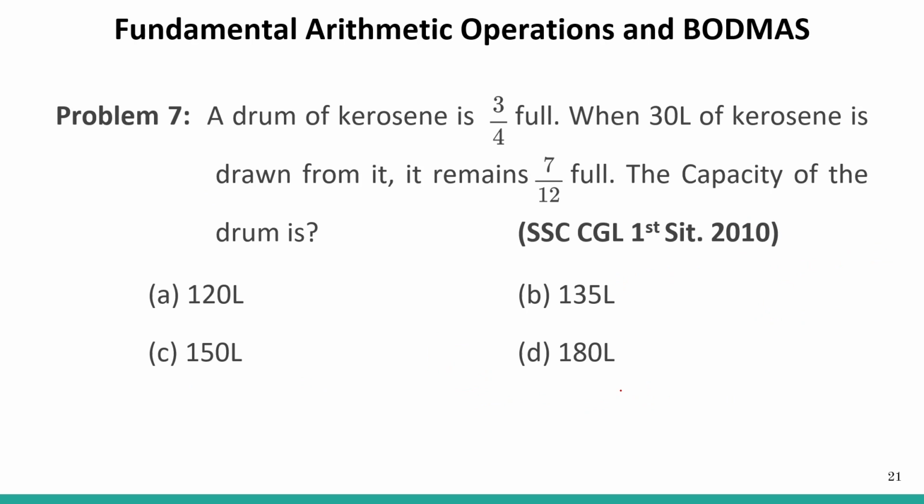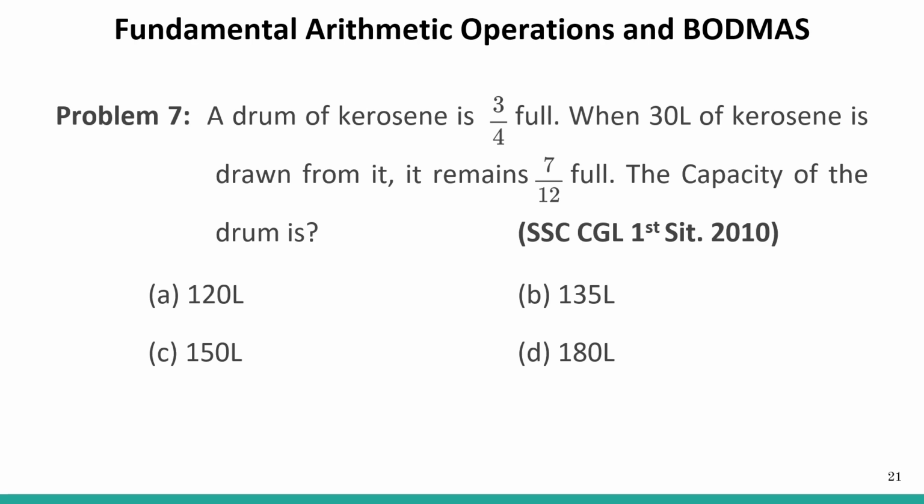Okay. So problem number 7. Problem number 7 tells us that a drum of kerosene is 3 by 4 full. So when 30 liter of kerosene is drawn from it, it remains 7 by 12 full. So the capacity of the drum is, okay. The question has been asked in SSC CGL first sitting 2010.